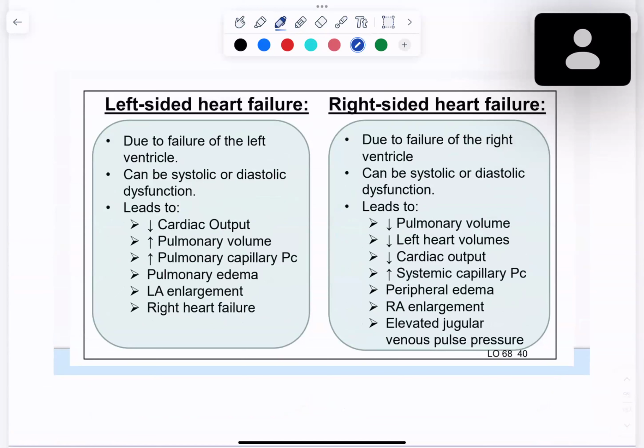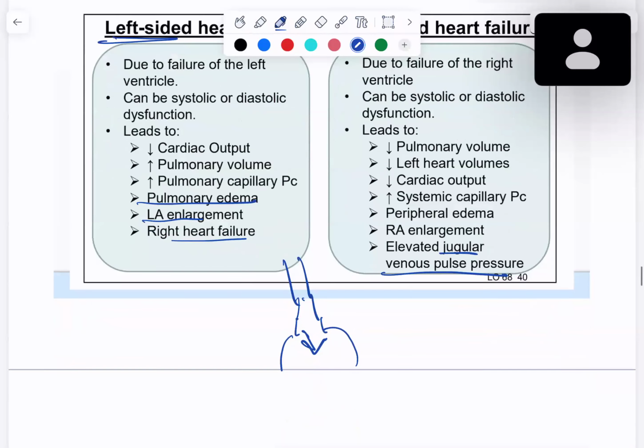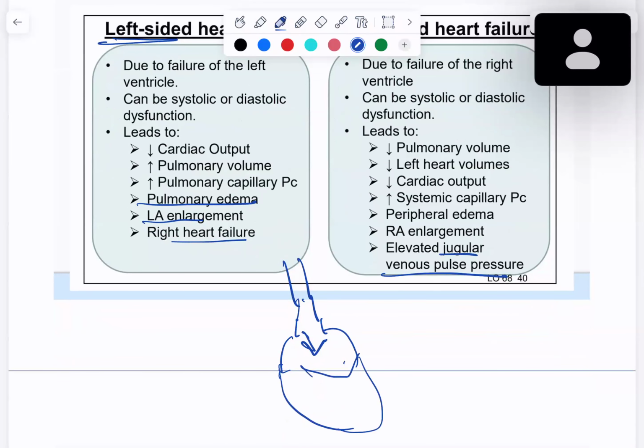So here you guys just have to know what the effects of left-sided and right-sided heart failure are and what they cause on both the lungs and the whole body as a whole. So for example, in left-sided heart failure, you should remember that you have pulmonary edema, your left atrium will be enlarged, and it will lead to heart failure eventually, and the patient will most likely have symptoms of, for example, dyspnea. In right-sided heart failure, you could have elevated jugular venous pressure, since the jugular vein that is eventually becoming the superior vena cava is unable to put all the fluid that it has into the failing right heart.